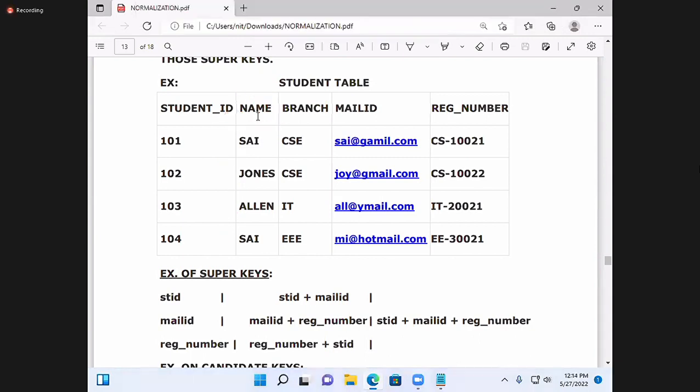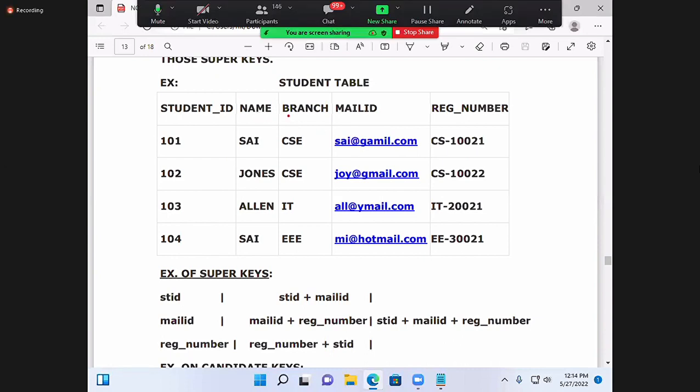Okay, fine. Next column. What is the next column? Branch. Looking at the branch column, is it a super key or not? Not a super key. Why? Because duplicates are there. Okay, this is not. Next, the mail ID column. Can you see each and every row's mail ID is unique or same?